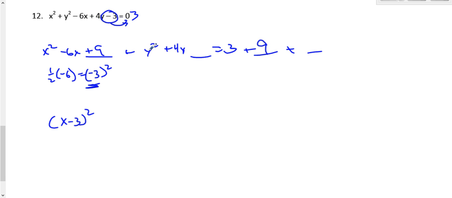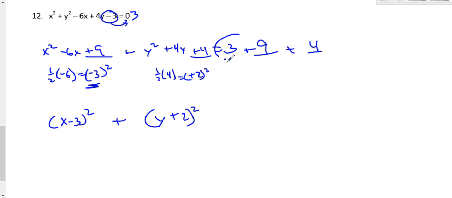And then over here, y squared plus 4y, 1/2 of the 4, positive 4 in this case, is positive 2. So for my y, I am going to have y plus 2, squared. But now 2 squared to fill up here is 4, and I'm going to add 4 over there. And now I'm going to simplify this, and I get 9 plus 3 is 12, plus 4 is 16.